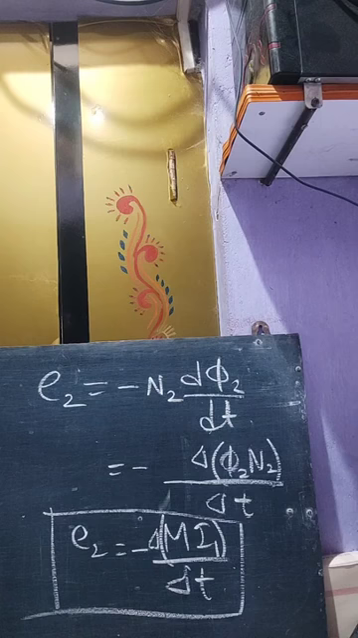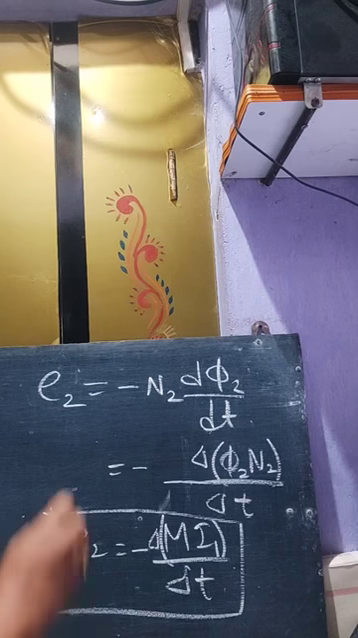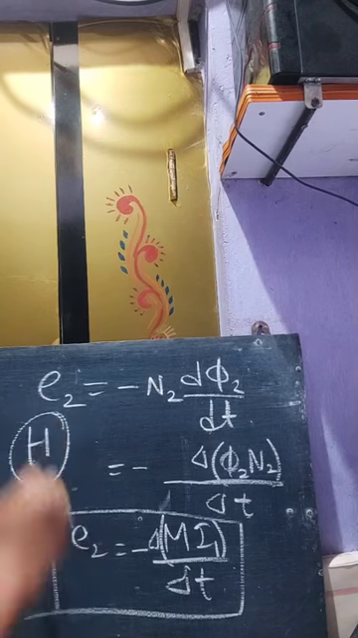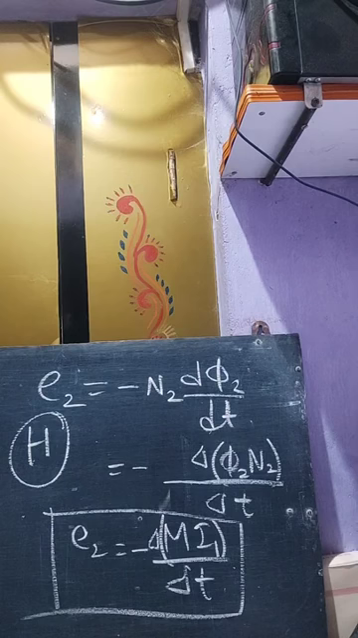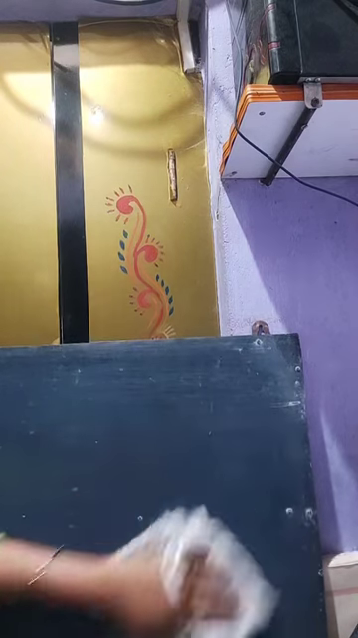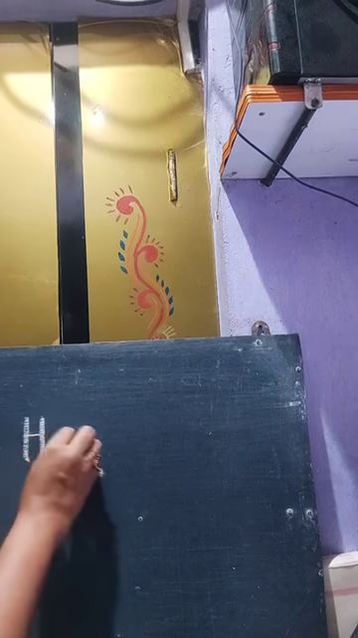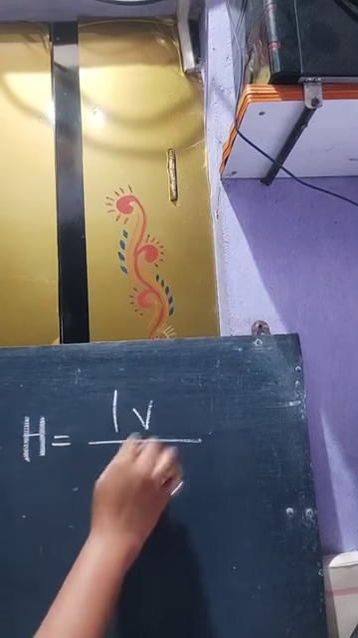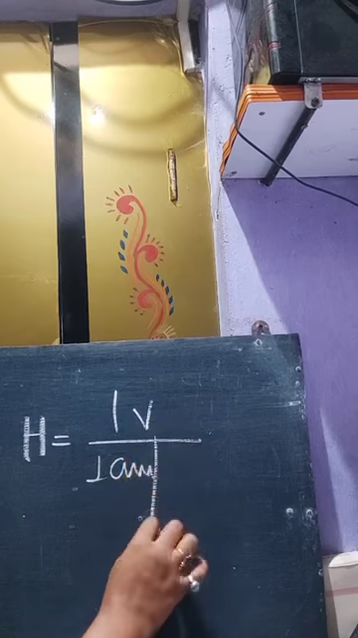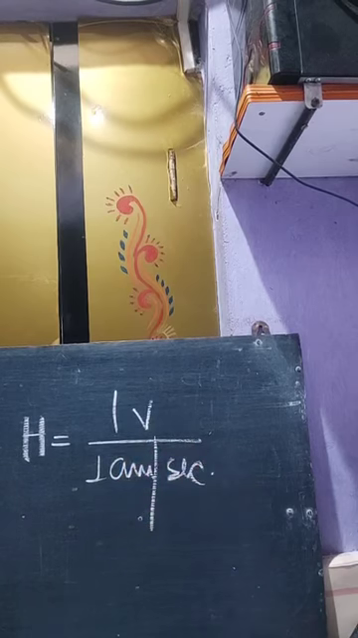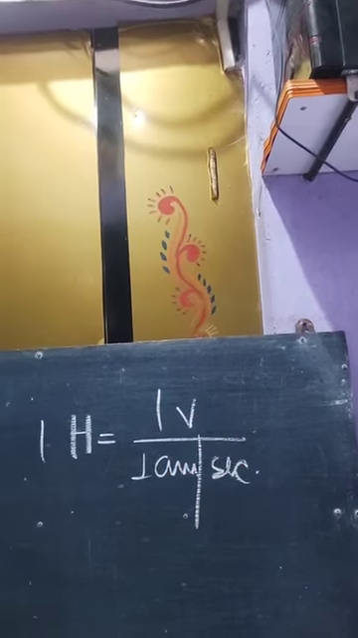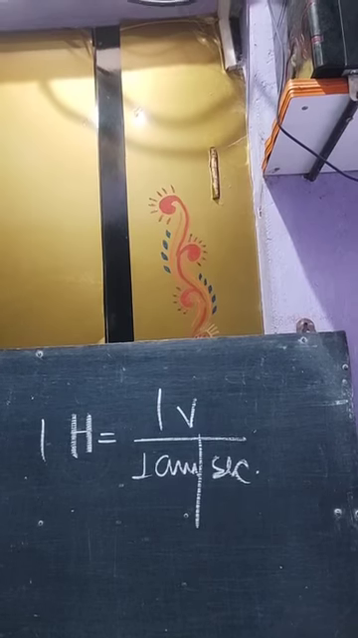And what is the unit of this? The unit of mutual inductance is defined as Henry, H, which is basically volt per ampere per second. So 1 Henry equals 1 volt by 1 ampere per second. Hopefully it is clear to all.